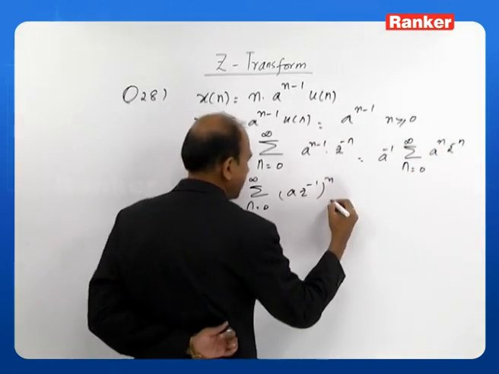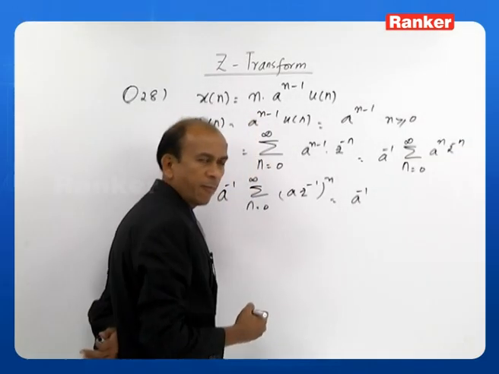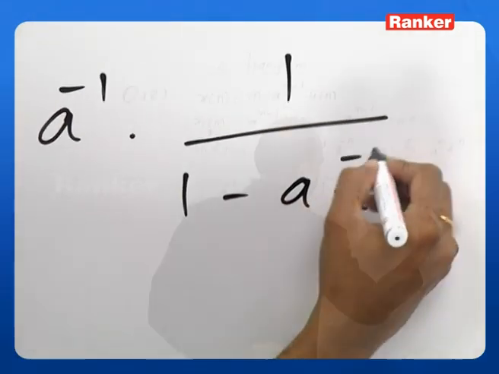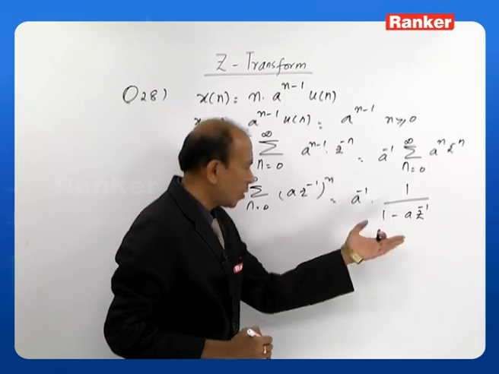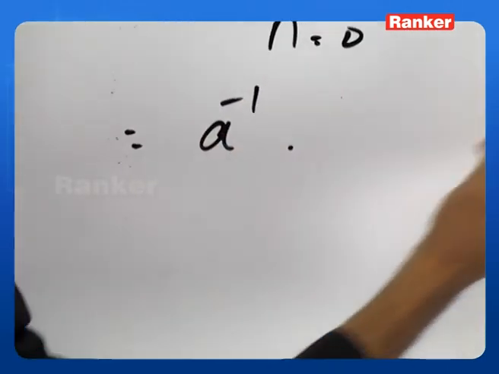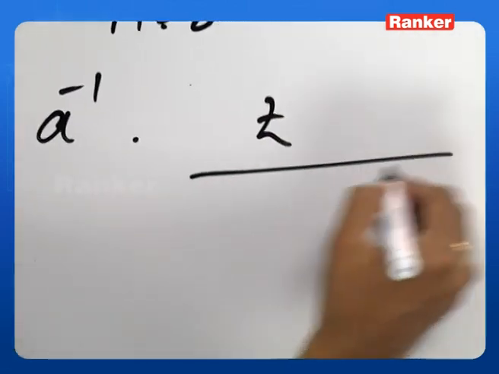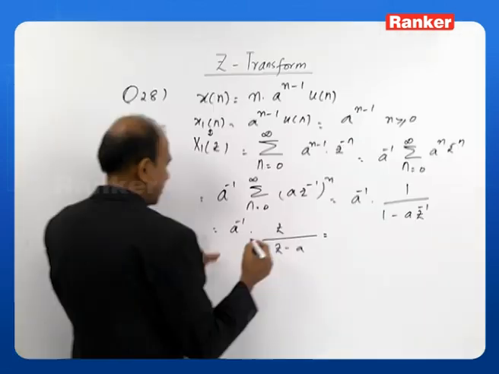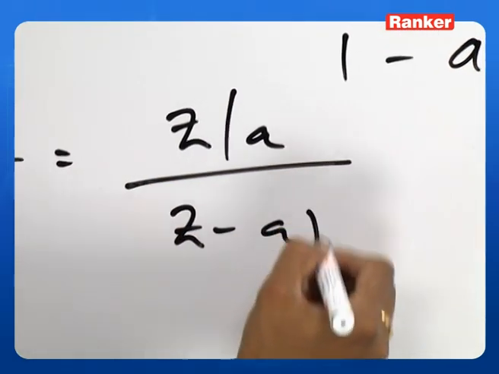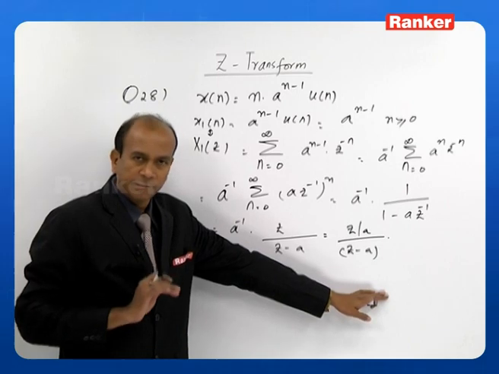So this I can write as a to the power of minus 1 into 1 by 1 minus a z to the power of minus 1. So what is that? Again this I can write as a to the power of minus 1 into z by z minus a. This is equal to z by a into z minus a. This is what we got.